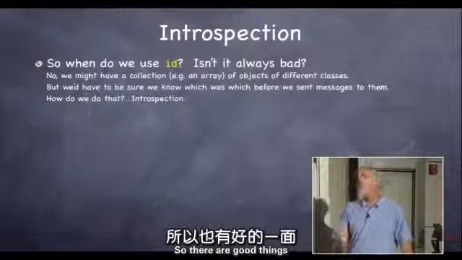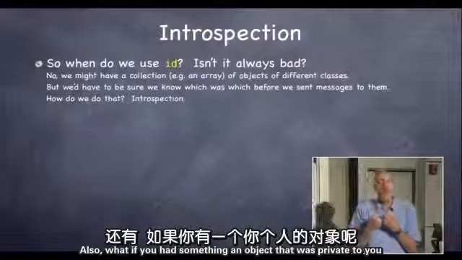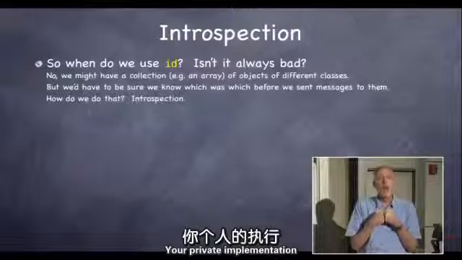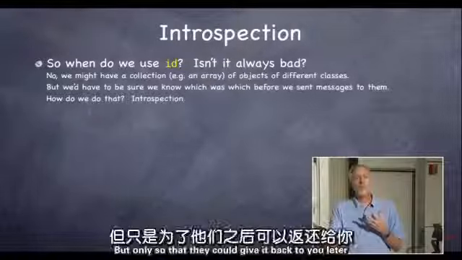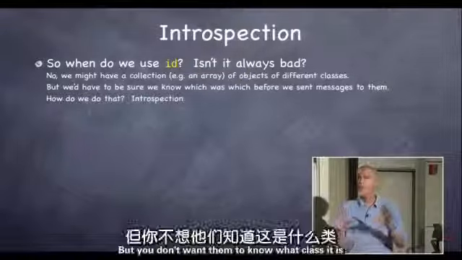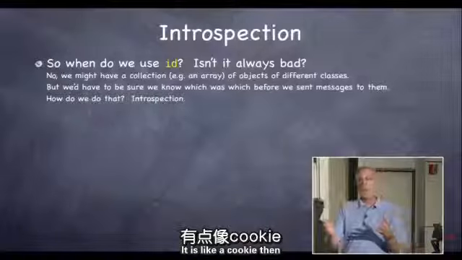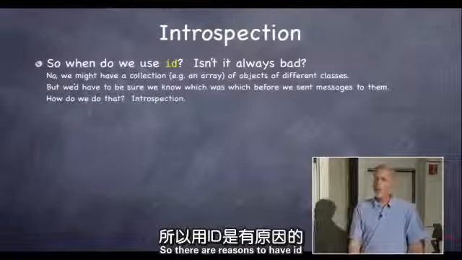So there are good things. Also, what if you had an object that was private to you, your private implementation, and you wanted to give that object to people, but only so that they could give it back to you later and do something to it. But you don't want them to know what class it is. So you make it id. It's like a cookie then. So there are reasons to have id.